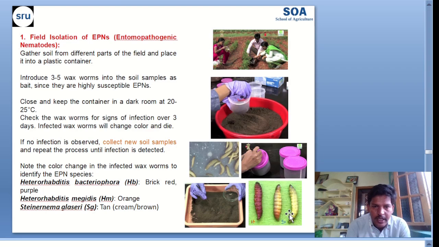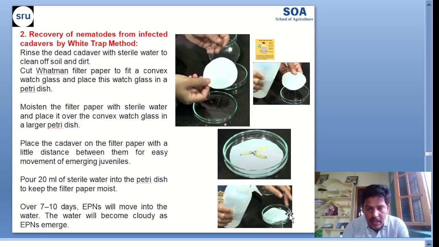So like that we can isolate EPN from the field. Next, recovery of entomopathogenic nematodes from the infected cadavers of the waxworm by using white traps.